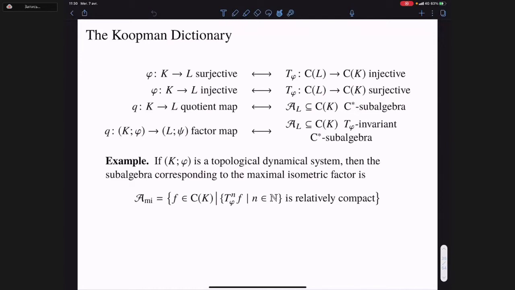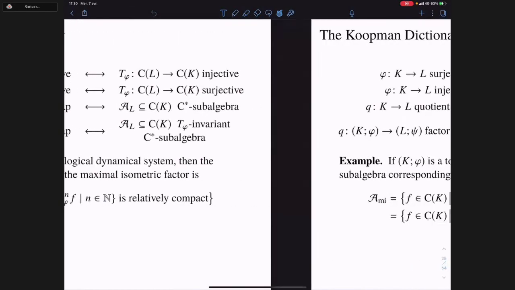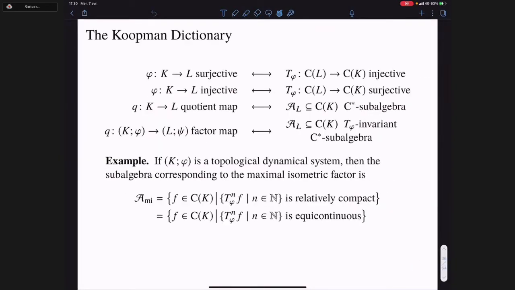An important example for this correspondence is the following. If we have a topological dynamical system, then there is a maximal isometric factor, and we can ask, what is the corresponding subalgebra? The subalgebra admits the following description. It is the subalgebra of all functions whose orbit is relatively compact in C(K). Using the Arzelà-Ascoli theorem, you can of course reformulate this by saying, I take all functions whose orbit is equicontinuous. And then there's a third description, which will be very important for us, which is not quite so obvious, but which follows from the Peter-Weyl theorem, and which says that I take all eigenfunctions of my operator, and I take the linear subspace generated by these. As it turns out, this is exactly the same space, and this is called the Kronecker subspace.